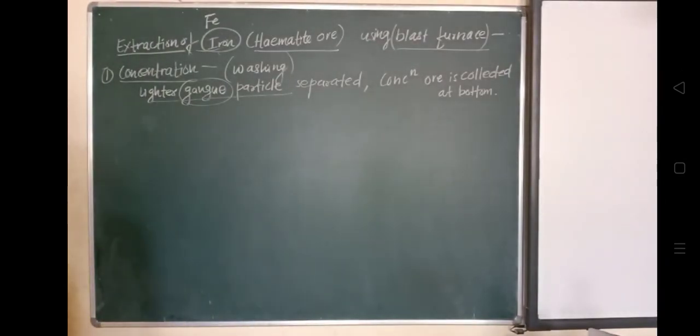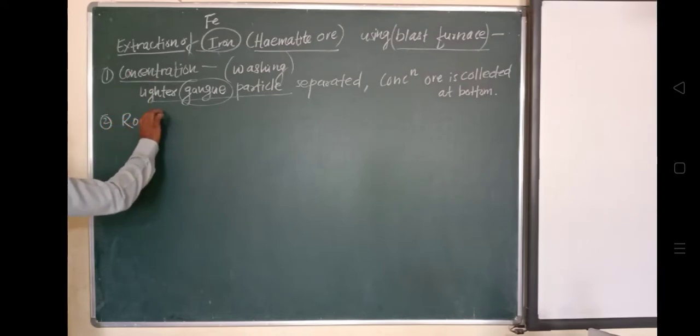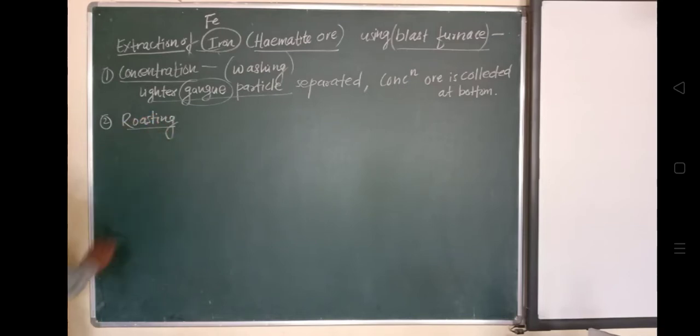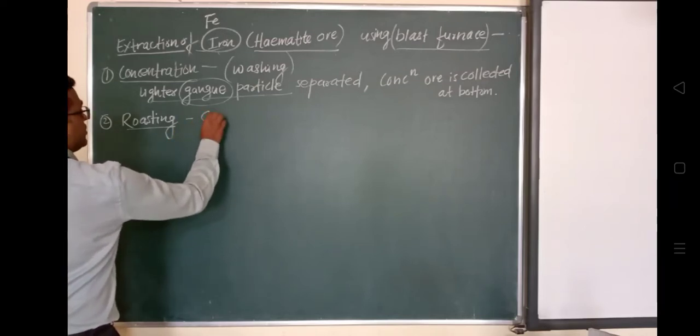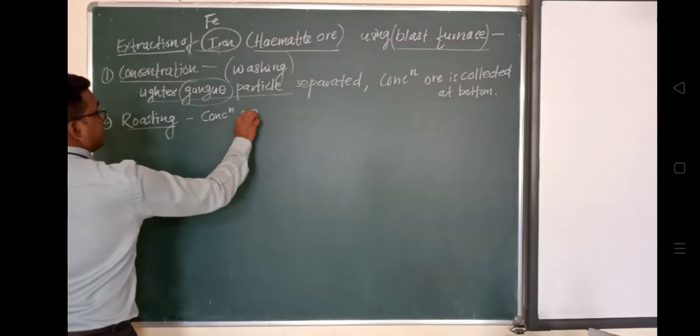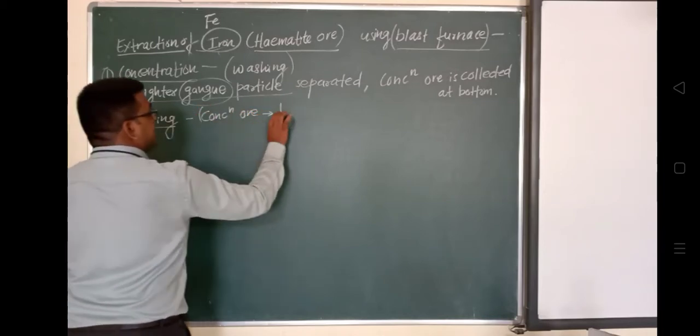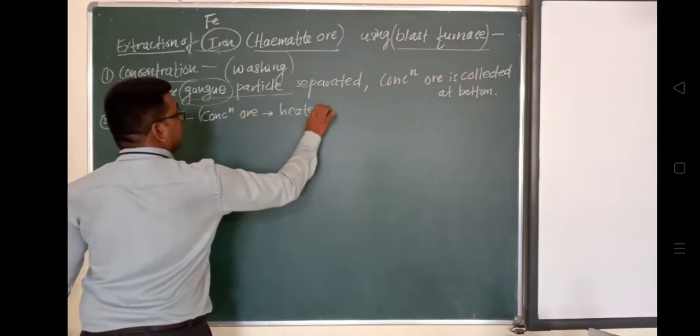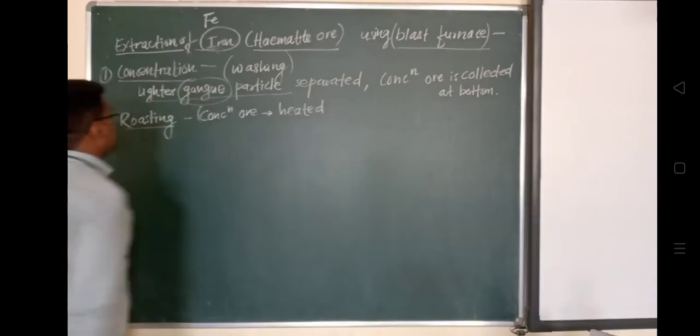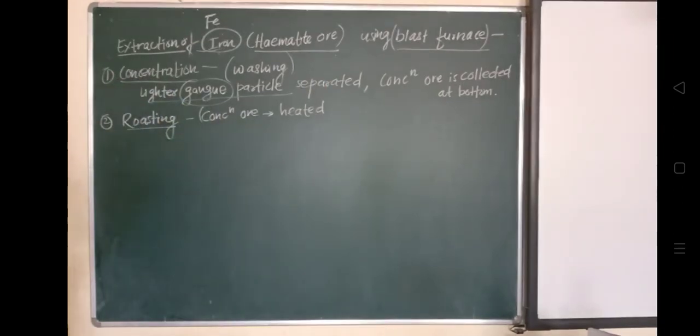The second step involved in the extraction of iron is called the roasting method. In the roasting method, the concentrated ore is heated in a current of air. Whatever concentrated ore is obtained is heated here, in a current of air.